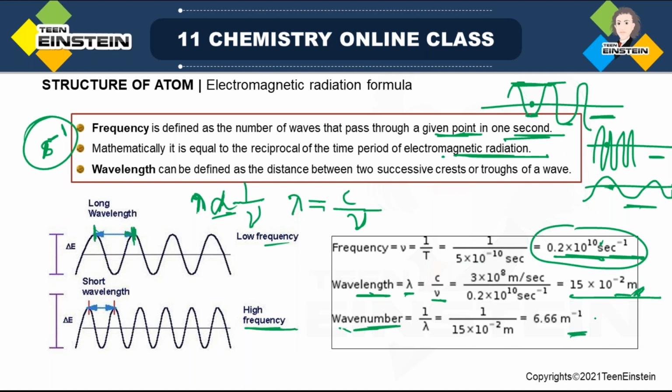So what value have we obtained for wavelength? It is 15 into 10 to the minus 2. So for wave number, it will be 1 by 15 into 10 to the minus 2. So the value is 6.66. In this way you can understand the relationship between frequency, wavelength and wave number.